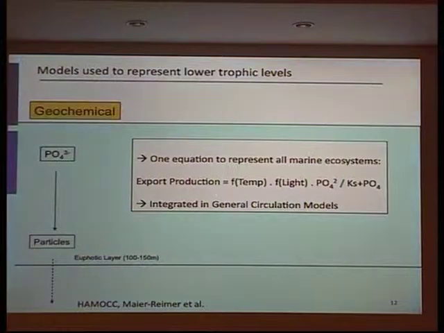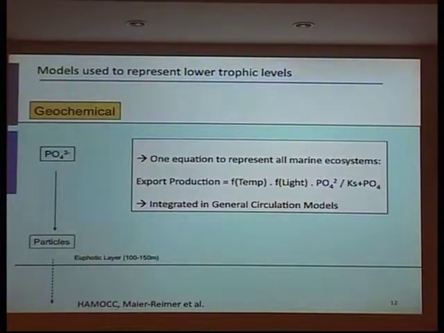And in those models that were developed in the 80s, beginning of the 90s, the export production was computed as a function of temperature, of light, and of one nutrient, usually phosphate here, but it could be also nitrate.